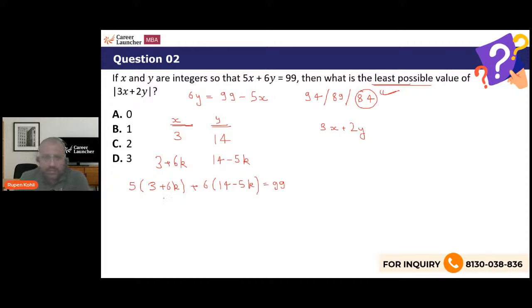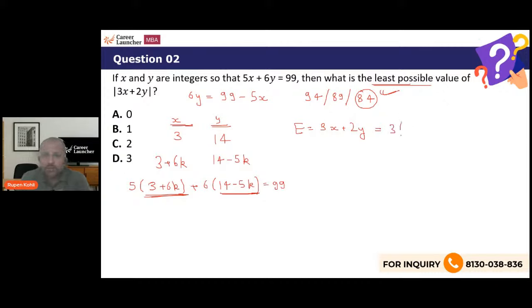So in place of x and y, we can substitute this, right? So my expression, let's call that e. That expression e can be defined in terms of k. I'm not writing the modulus expression right now, I'm just writing e. The value that I'm trying to minimize is mod e, right?